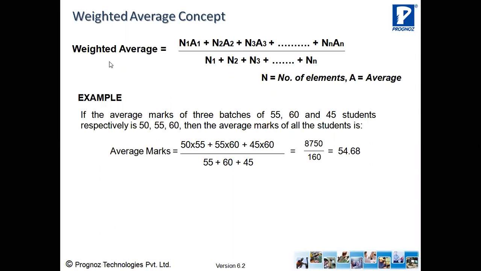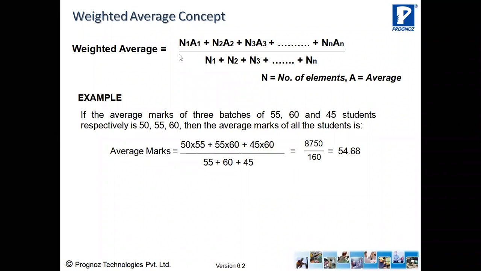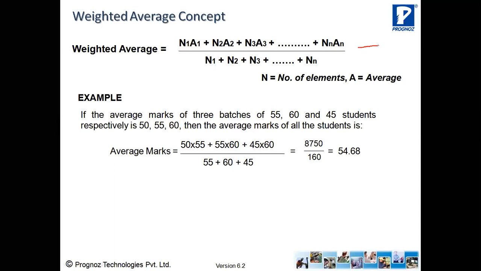Okay, so weighted average concept is given by this formula: N1A1 plus N2A2 plus N3A3, up till NnAn, divided by N1 plus N2 plus N3. This is the formula of weighted average. Whenever you are mixing two things or three things or four things, then to find the average, you have to use this formula.